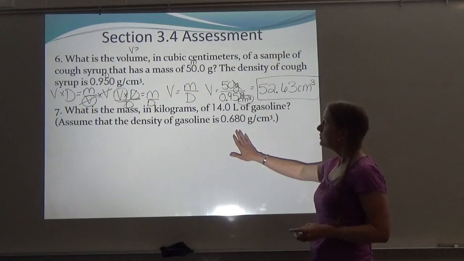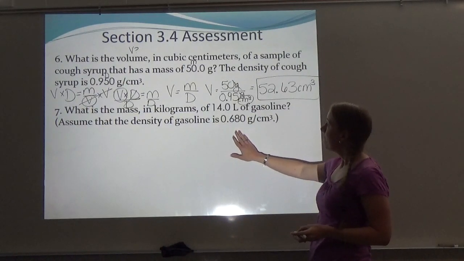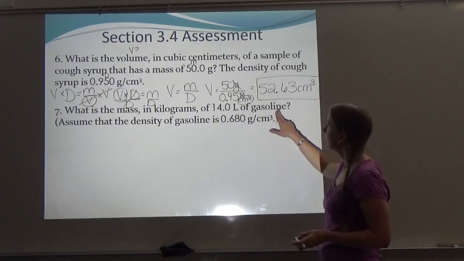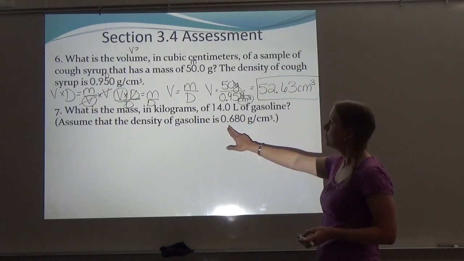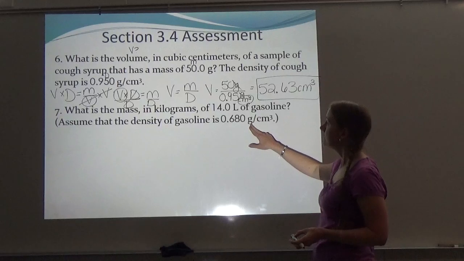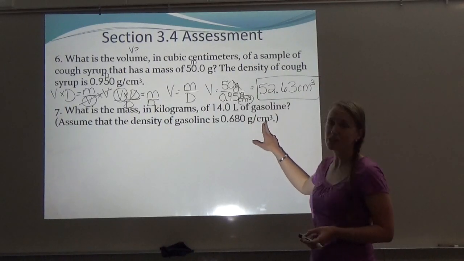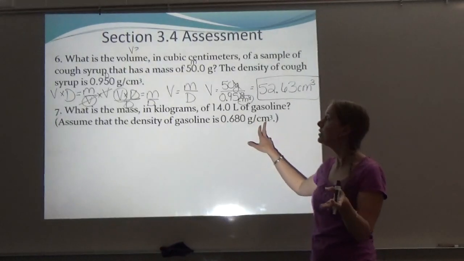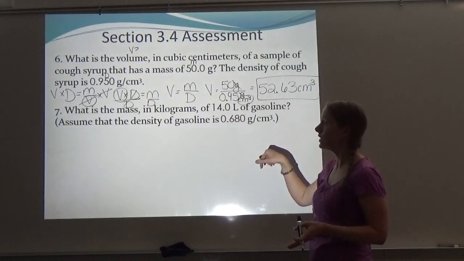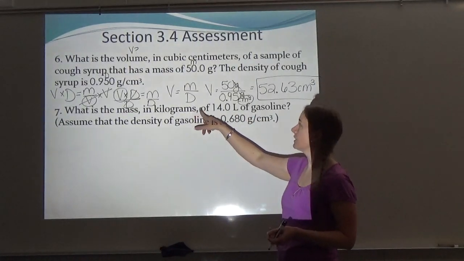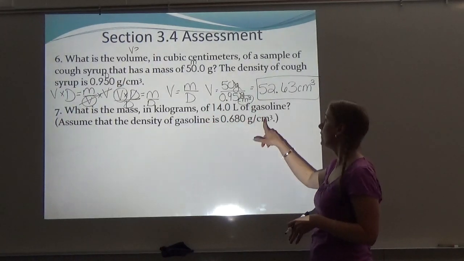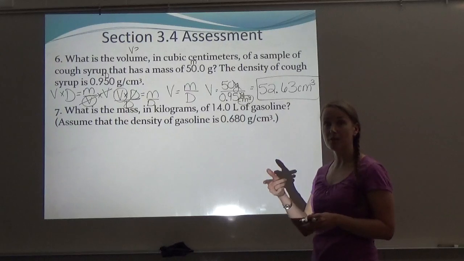All right, so the last one, it says, what is the mass in kilograms of 14 liters of gasoline? Assume the density of gasoline is 0.68 grams per centimeter cubed. So if you're planning on trying this one on your own, just know you are going to need to do some converting. Because I've asked for mass in kilograms and I gave you liters, but yet your density is in grams per centimeter cubed. So just keep that in mind.